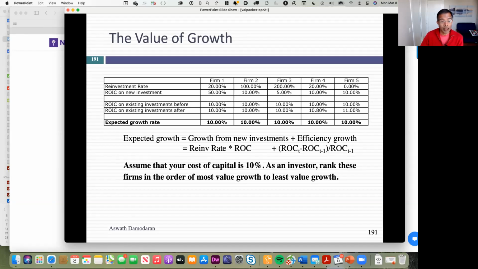And all of these companies have a 10% cost of capital. So I'll add that as an addition. Which of these 3 companies do you think is the most valuable company? They all have the same growth rate, but one is vastly more valuable than the other 2. Which one is it?